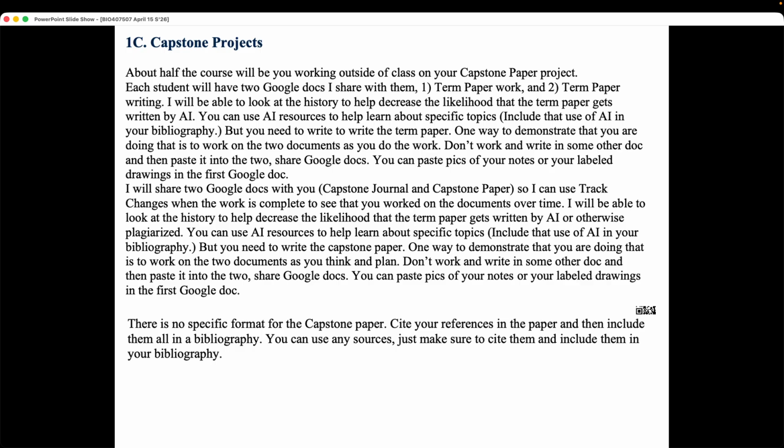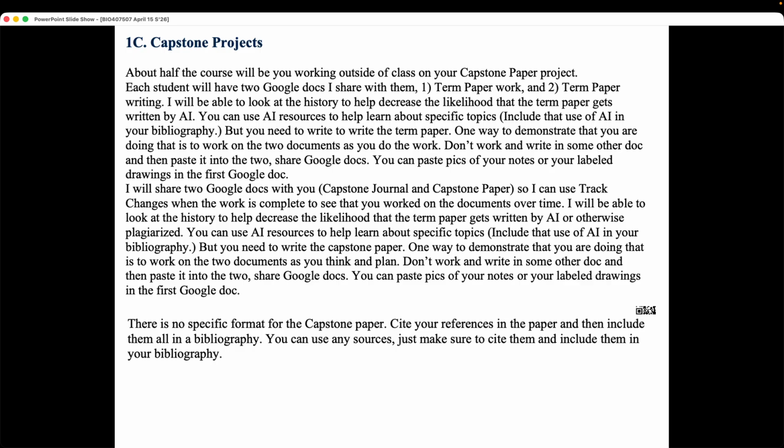Shared Google Docs. Instead, you could paste pictures of your notes or your writing to show that it wasn't something that just came off the web and you pasted it in. I'll share it to Google Docs, and I can use track changes so I can see that, okay? So you can use AI resources to help you learn about specific topics, include that use of AI in your bibliography, but you need to write the capstone paper.